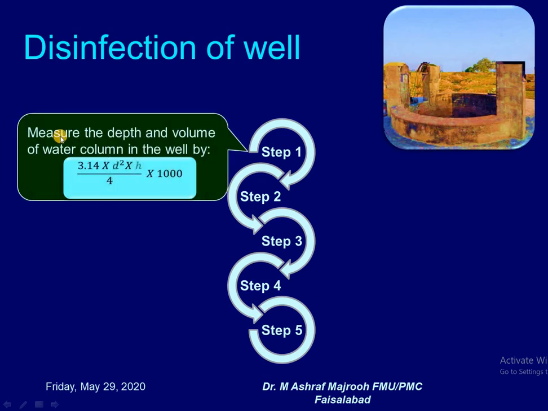At the first step, measure the depth and the volume of the water column in the well by using the formula 3.14 multiplied by d square into h, where d is the diameter of the well and h is the height of the water column, divided by 4 and multiplied by 1000. So this will give you the volume of the water column in the well.